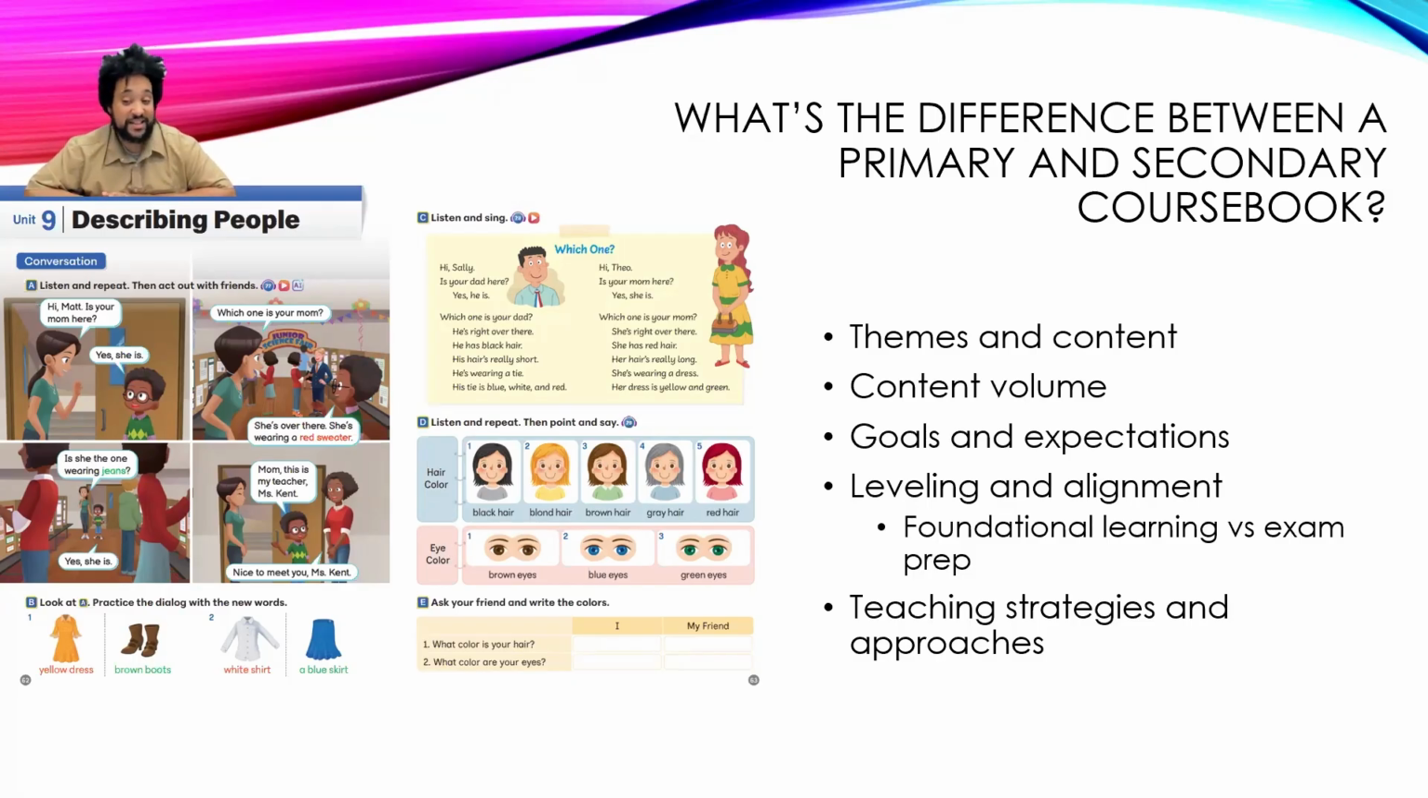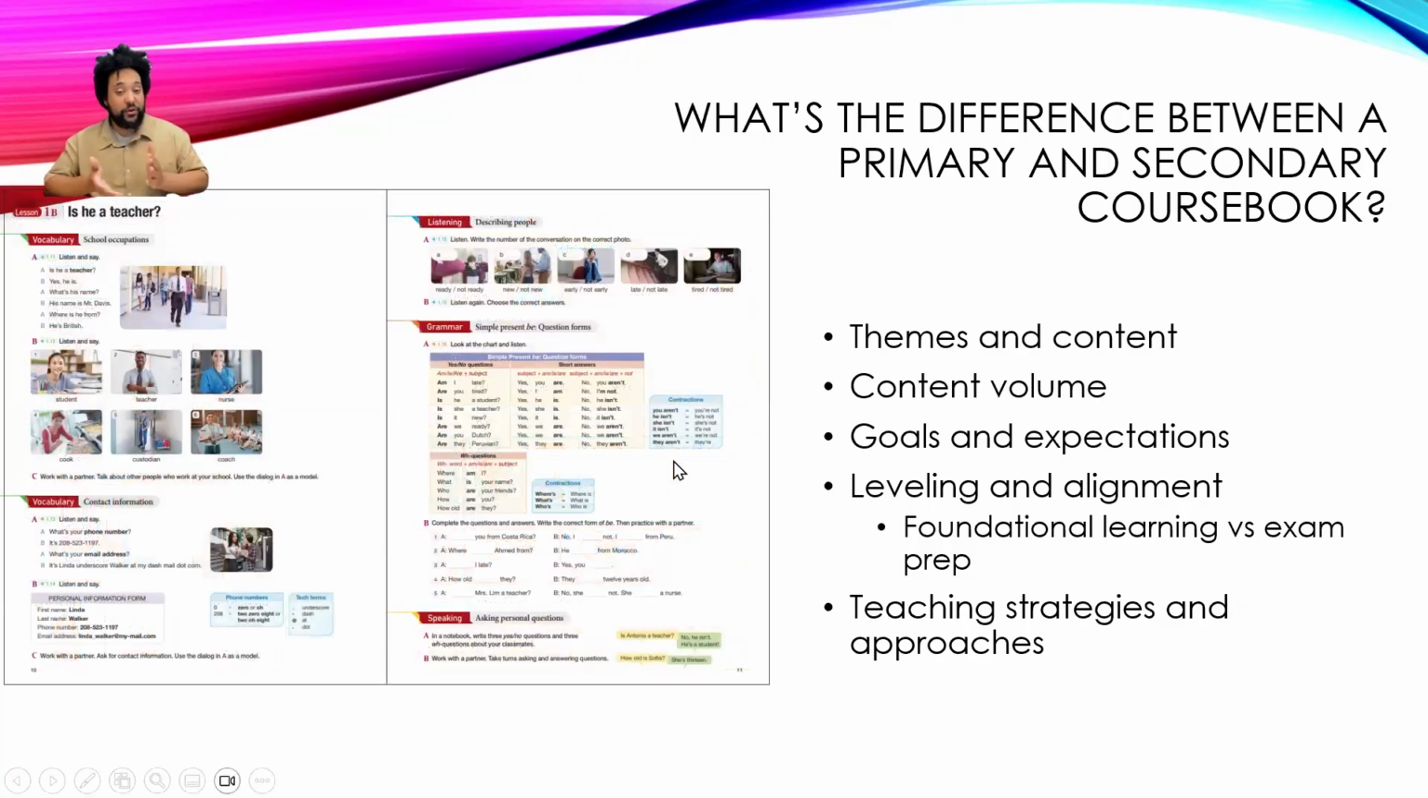And that also means that the leveling and alignment is going to be different, because as you can see with Hand in Hand here, we're focusing on more foundational learning. We're learning things in context. There's a visual context to certain things. Whereas when we look at English Wave, we are focusing on more of that exam prep style of learning, which is more common in secondary education. And this also means that the teaching strategies and approaches are different.